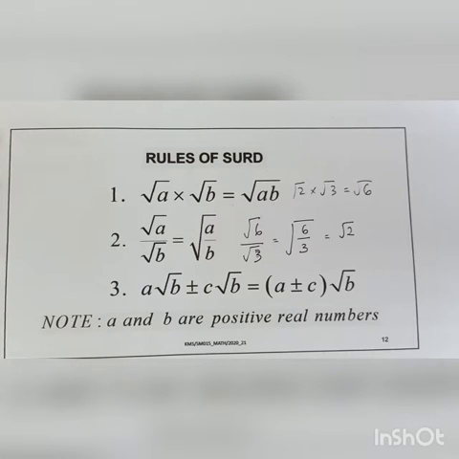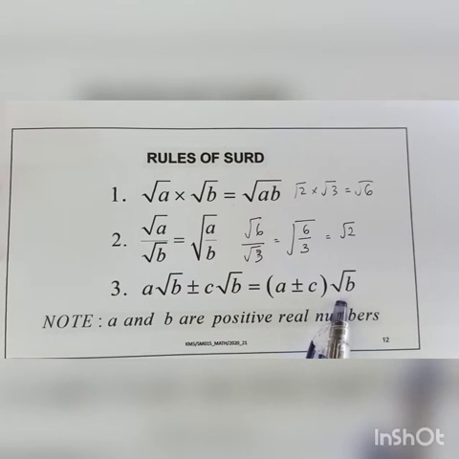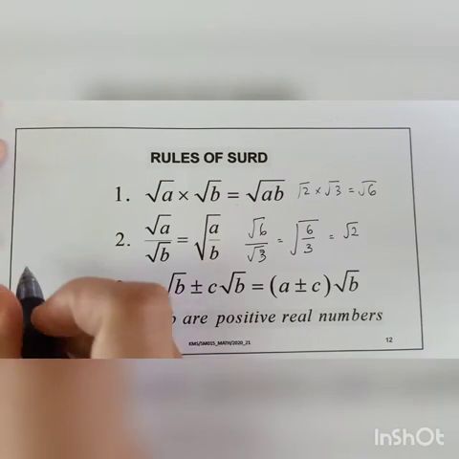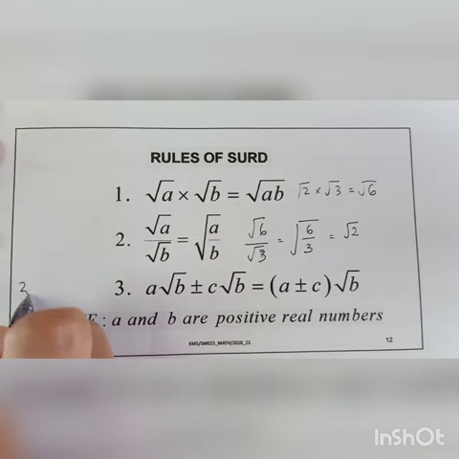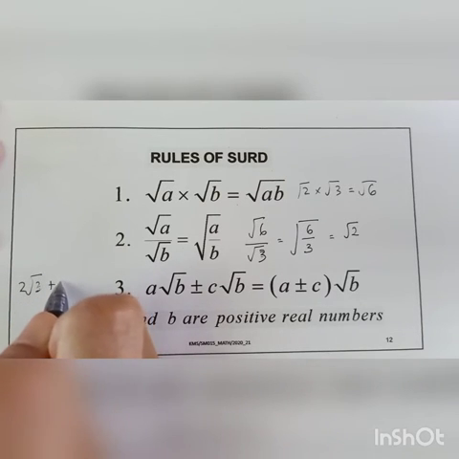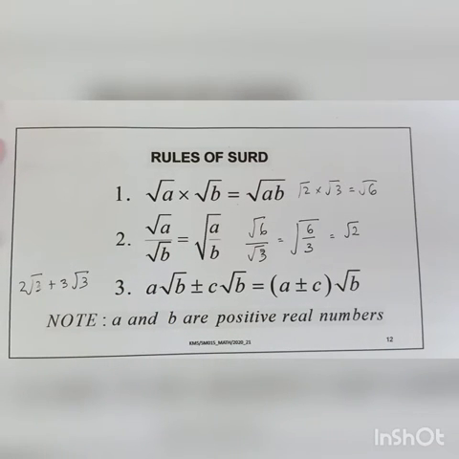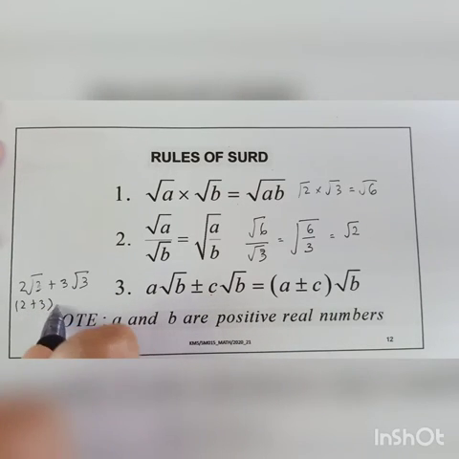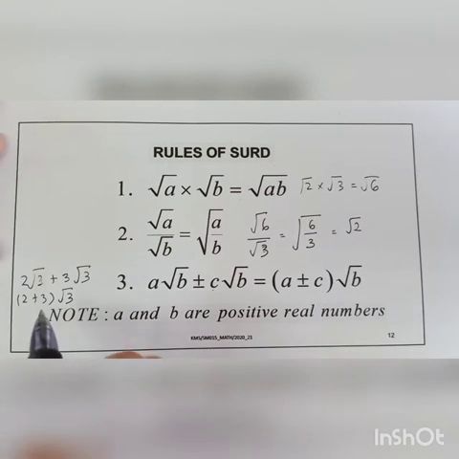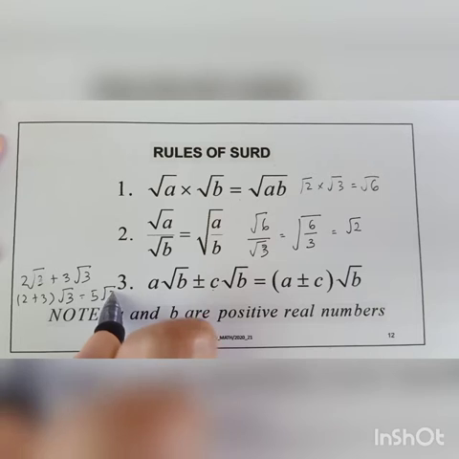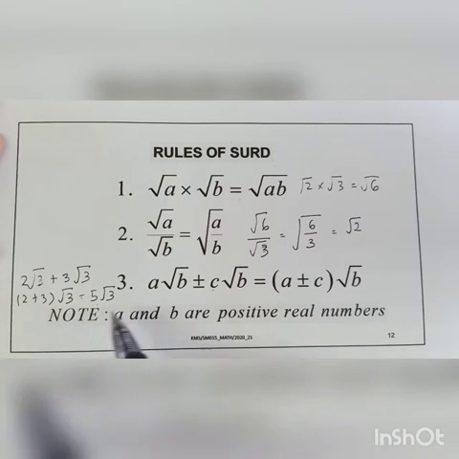For rule number 3, a surd b plus or minus c surd b is equal to a plus or minus c, times surd b. For example, 2 surd 3 plus 3 surd 3. When we use this formula, we get 2 plus 3 times surd 3. So the answer is 5 surd 3, because 2 plus 3 is 5.